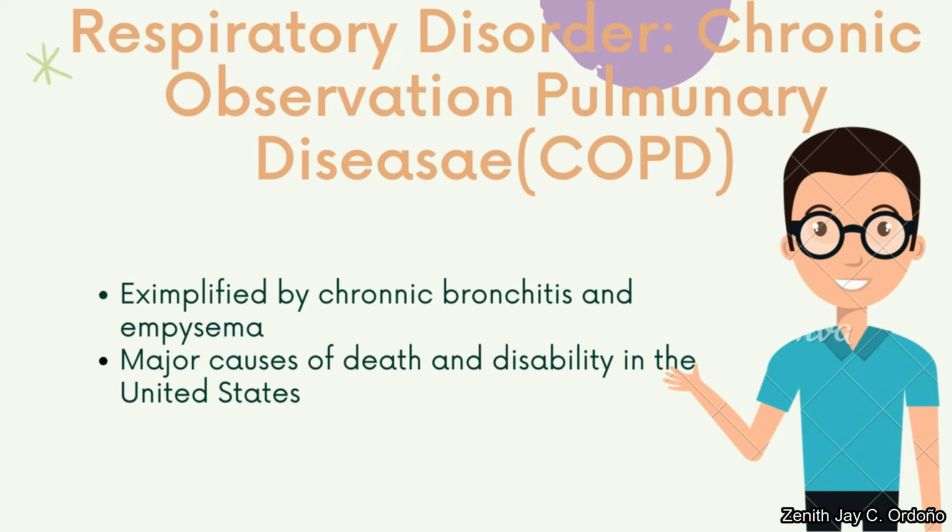Respiratory disorder: chronic obstructive pulmonary disease, or COPD, exemplified by chronic bronchitis and emphysema. These are major causes of death and disability in the United States. So what are chronic bronchitis and emphysema? Chronic bronchitis is the swelling and irritation of the bronchial tubes, and emphysema is a lung condition that causes shortness of breath. The air sacs of the lung are damaged.